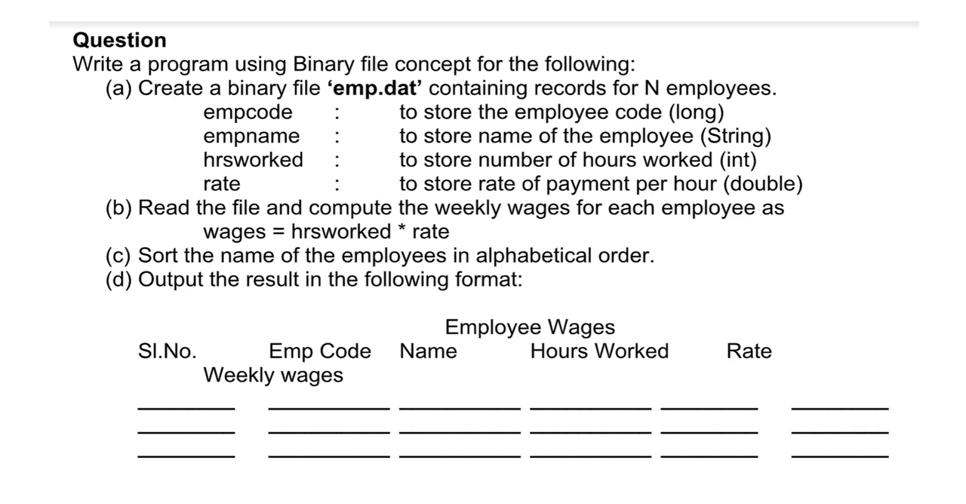Output the result in the following format. So you should display it in column format. You can see the title, employee wages. Then the first column is serial number. You should have a variable for counting the serial number. And then you have the employee code, employee name, hours worked, rate, and finally weekly wages. So these are the records to be displayed on the screen. Now we are going to see how to do this in BlueJ.